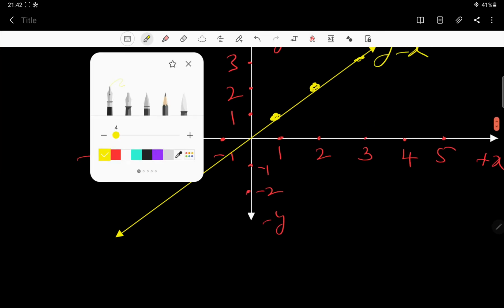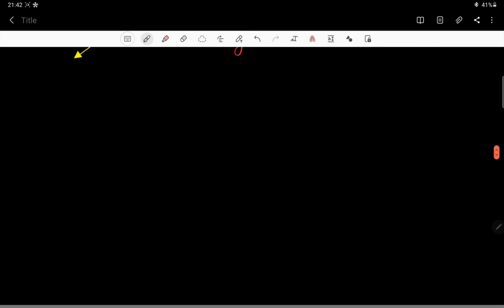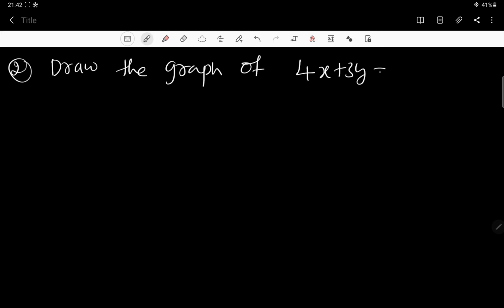Now similarly, one more doubt has been sent here, so let me solve that doubt also. What is that second doubt? That second doubt is: draw the graph of 4x plus 3y is equal to 24. So this is also quite simple. Now again make the table.